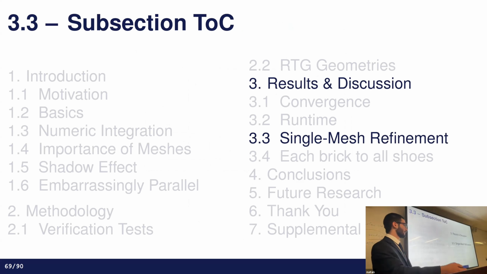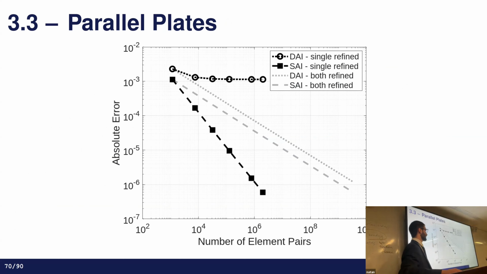For singular integration, we have this wonderful advantage where we can refine only one mesh and still converge. And so if we're looking at parallel plates here, singular integration is doing great, while double area is converging to altogether the wrong answer. And this is with only refining the emitting mesh, so the first of the two surfaces.